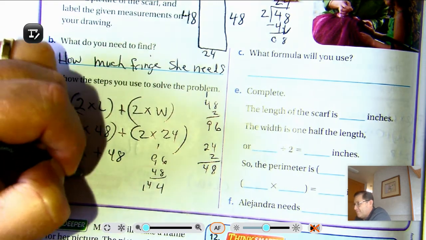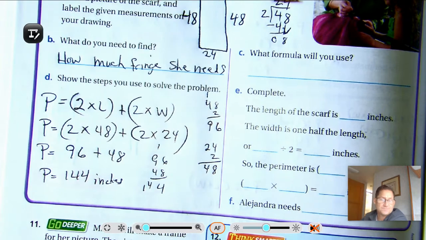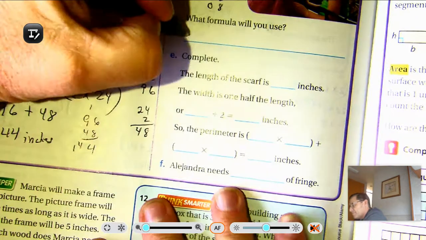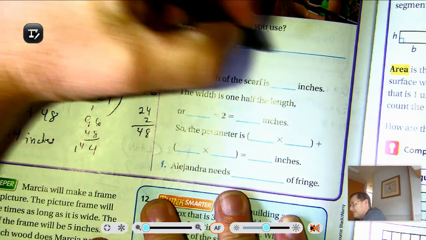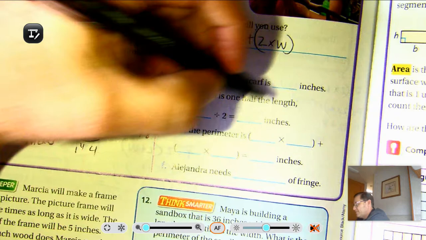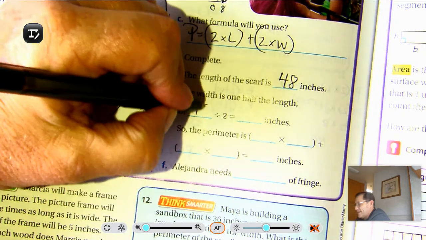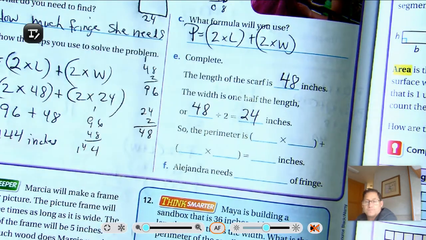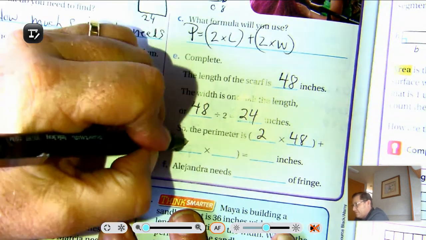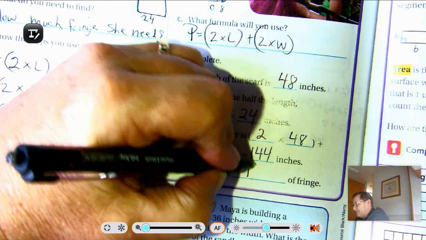She needs 144 inches of fringe. All right, so P equals 2 times length plus 2 times width is the formula we used. The length of the scarf is 48 inches. The width is 1/2 the length. We did 48 divided by 2 to give us 24. So the perimeter is 2 times 48 plus 2 times 24, which gave us 144 inches.